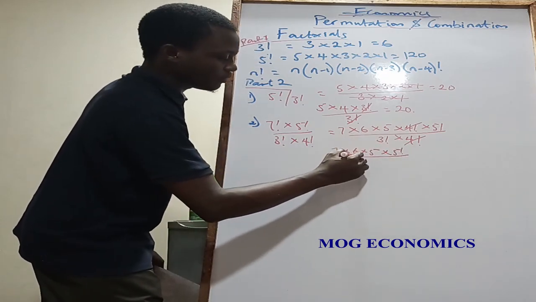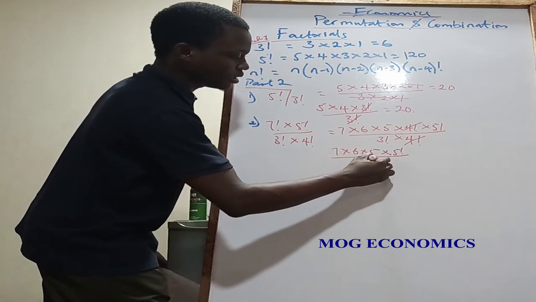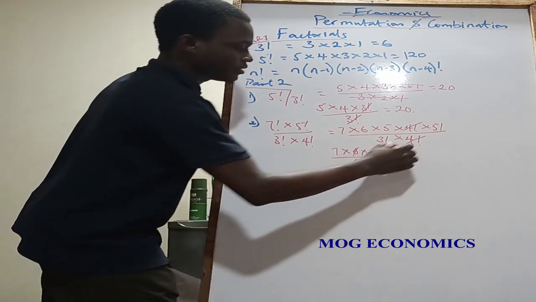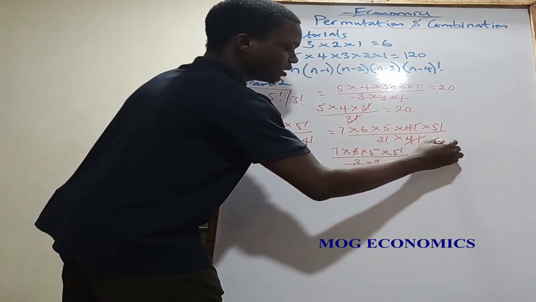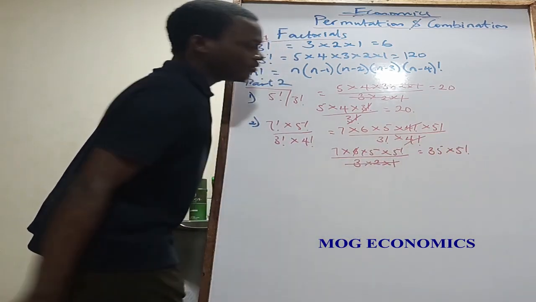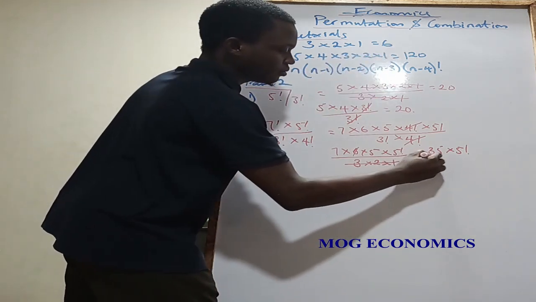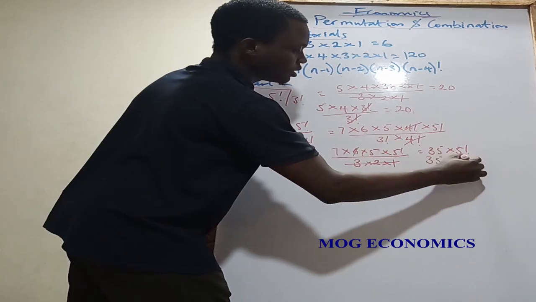Now divided by 3 factorial, which is just 3 times 2 times 1. So this cancels 6, because that is 6. So I have 35 times 5 factorial. 5 factorial is what? 120. So 35 multiplied by 120.